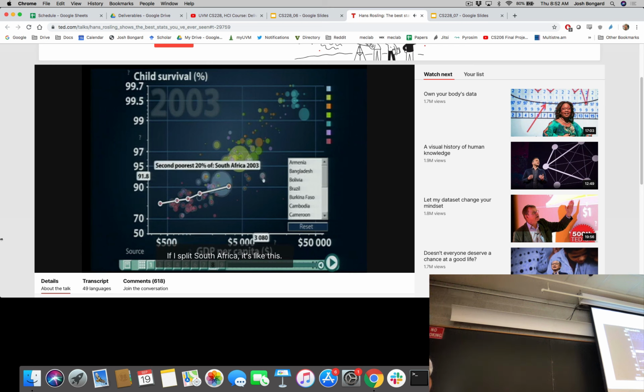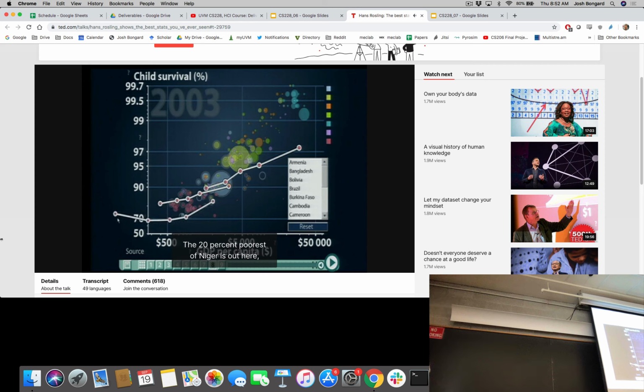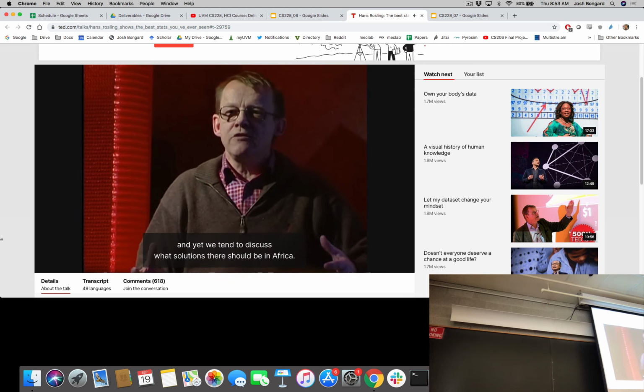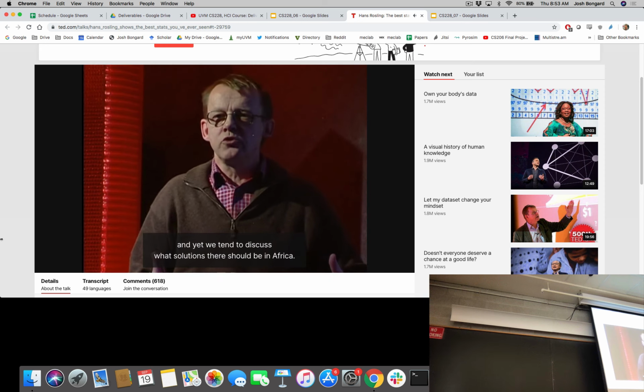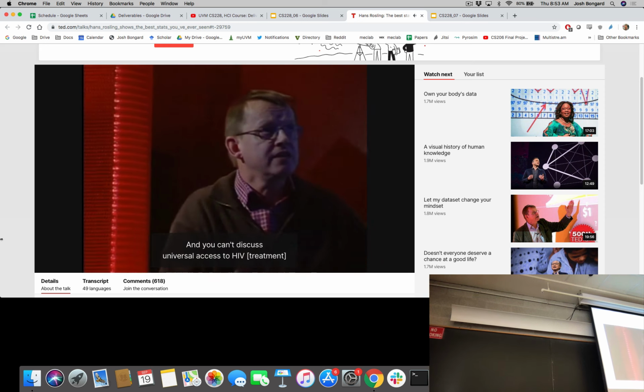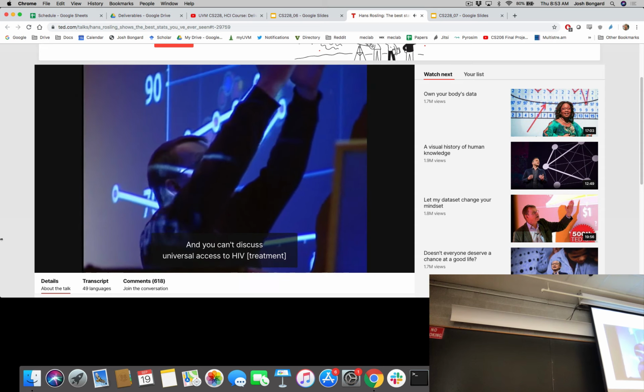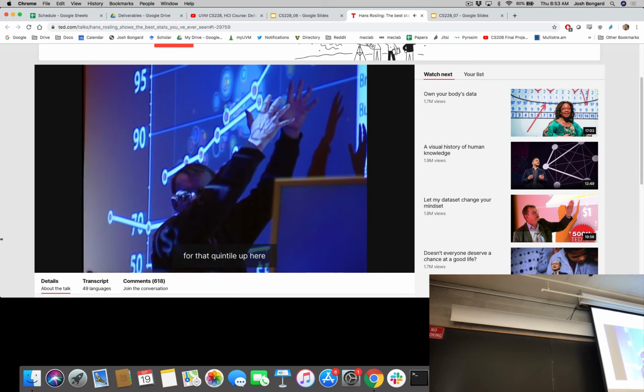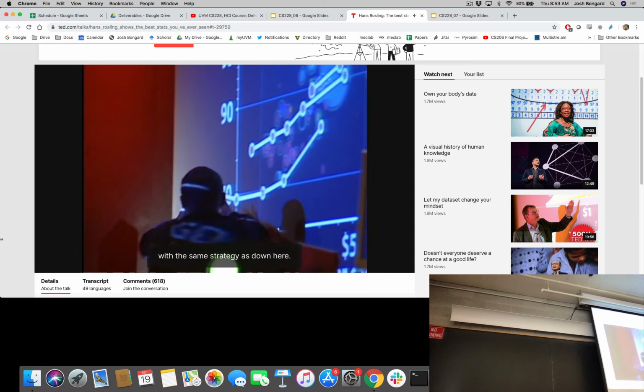If I split South Africa, it's like this. And if I go down and look at Niger, where there was such a terrible famine lastly, it's like this. The 20% poorest of Niger is out here, and the 20% richest of South Africa is there, and yet we tend to discuss on what solutions there should be in Africa. Everything in this world exists in Africa. And you can't discuss universal access to HIV for that quintile up here with the same strategy as down here.